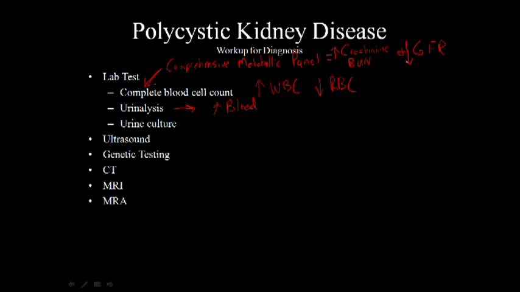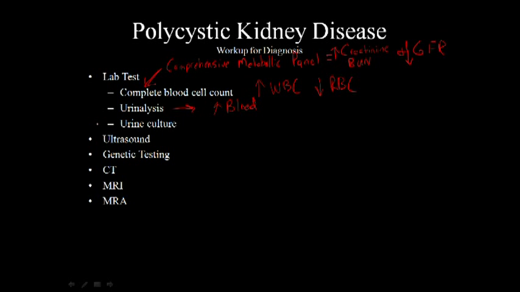Remember that a GFR is the filtration of the blood, and if your kidneys aren't filtering the blood, then you're going to have an increase in creatinine and blood urea nitrogen as well. And so that's all something to keep in mind here.